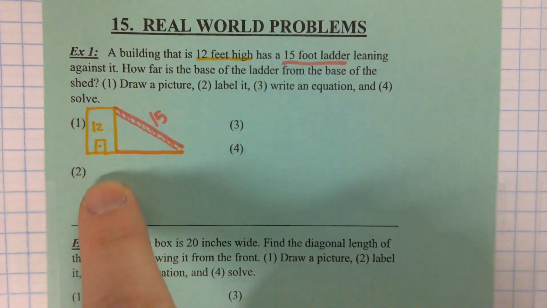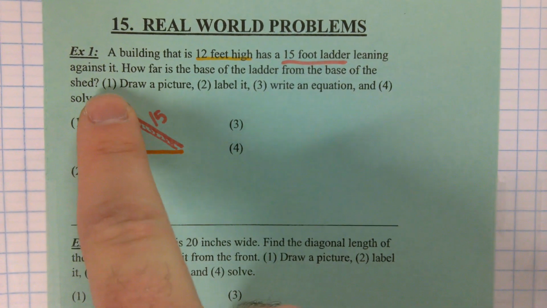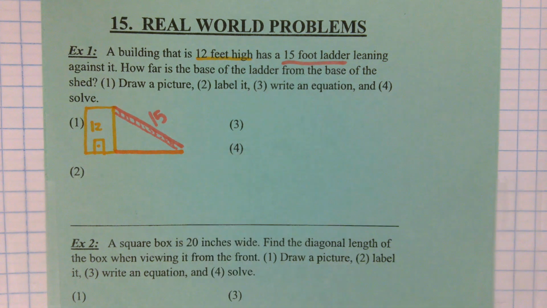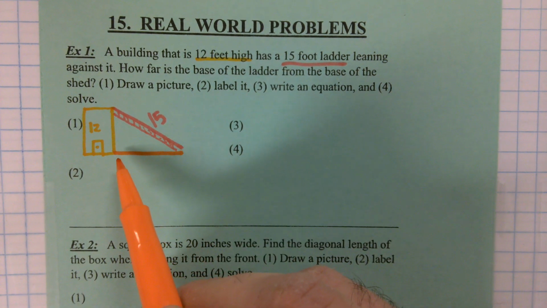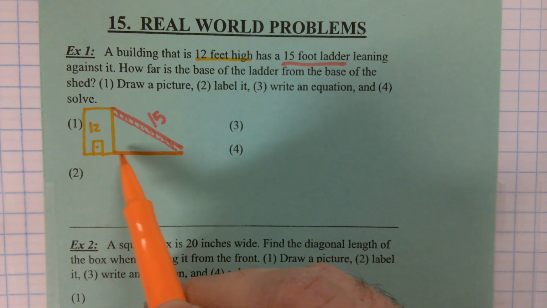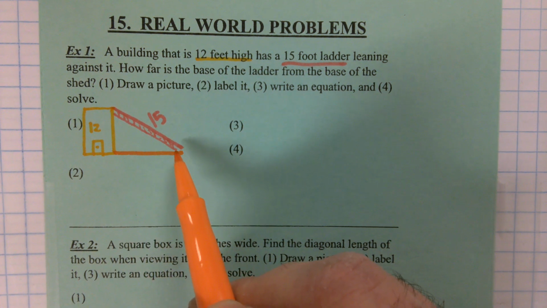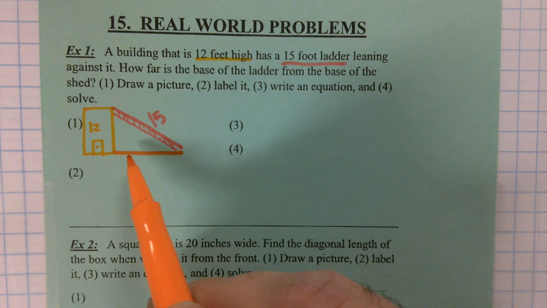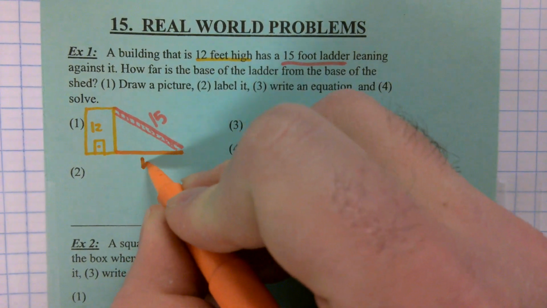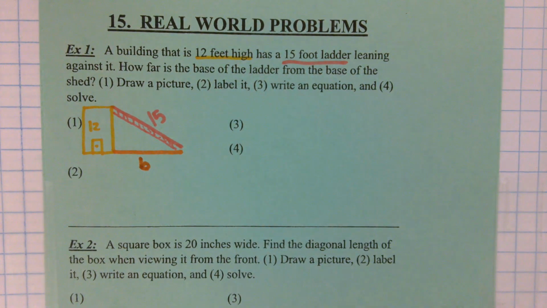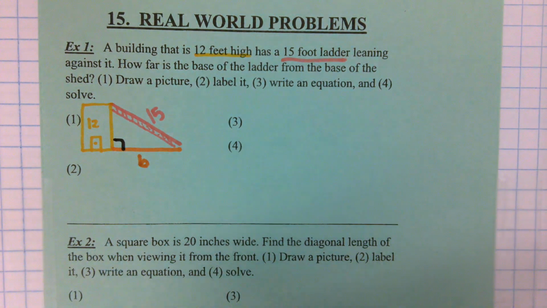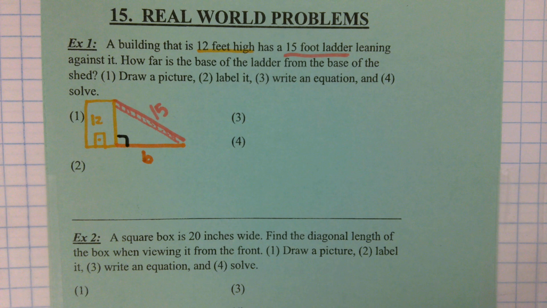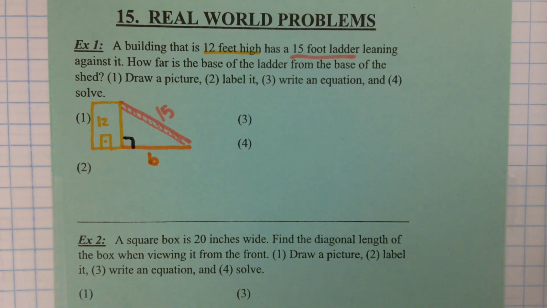The building is 12 feet tall. The ladder is 15 feet long. What we're looking for is this measurement. How far is the base of the building from the base of the ladder? Because we're talking about the base, let's call that side B. Hopefully you can see that right triangle in there. And we're just going to use the Pythagorean theorem to solve.